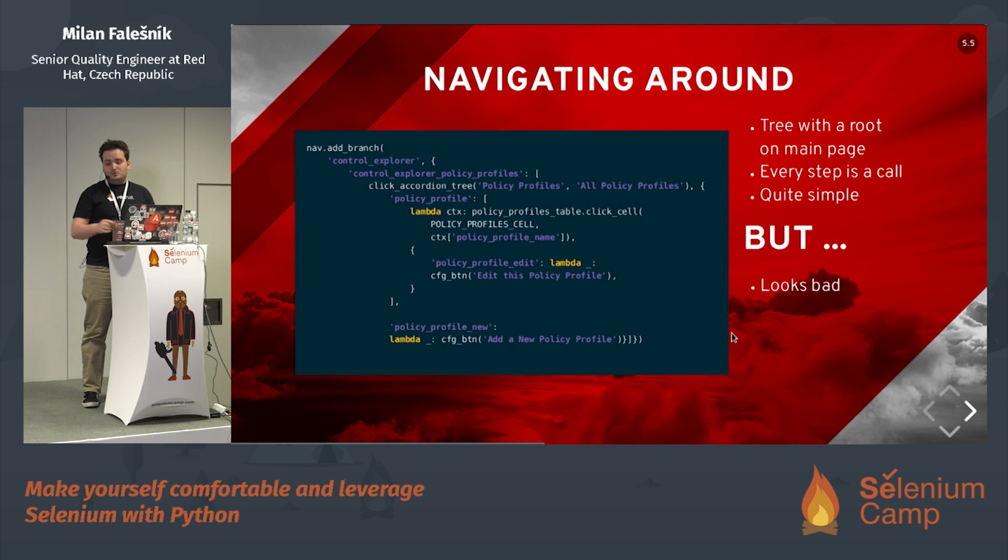And you see that if you want to go from Control Explorer to Control Explorer policy profiles, then you have to click on accordion tree, which doesn't make sense because it's flipped the order. Then you sometimes need to pass a context, like the object you are navigating to, so it can click the object name, for example. Sometimes it was an object, sometimes it was a string, like here. And it's not future-proof. You couldn't, for example, skip steps or backtrack and find out, you know, the shortest path in the UI.